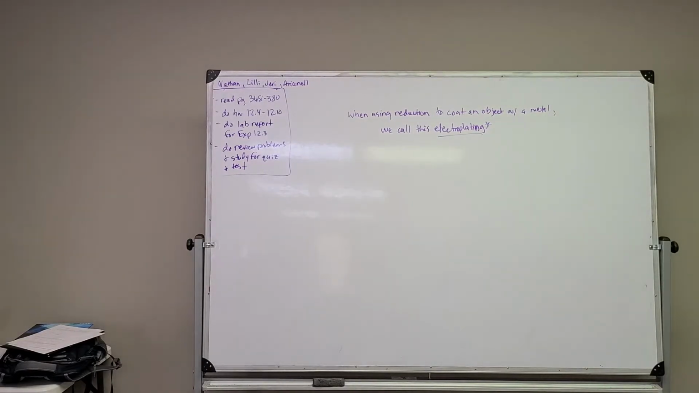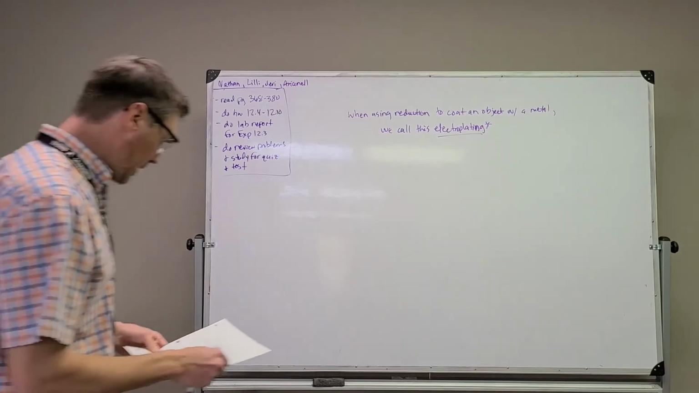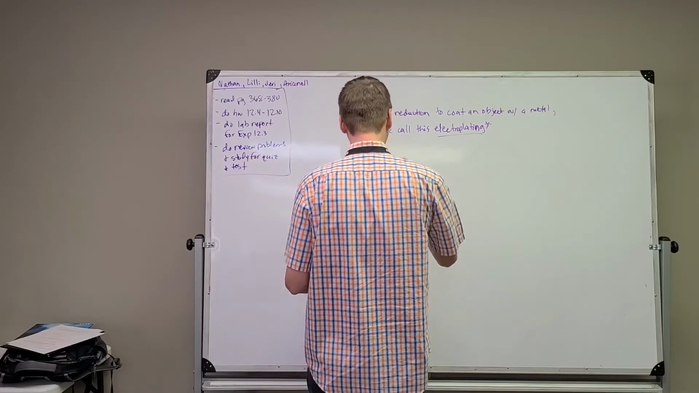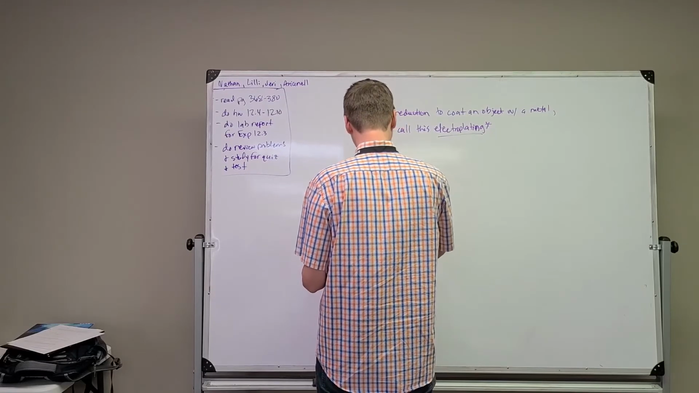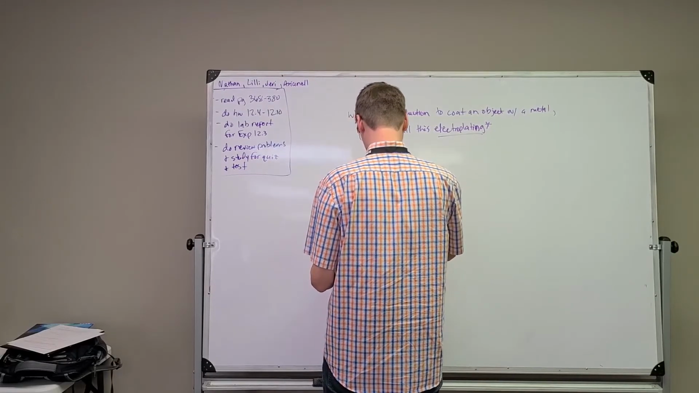So we'll give that about 5 minutes to work its magic. But I'm going to write down a chemical equation, which is what we use in gold electroplating. And it looks like this.